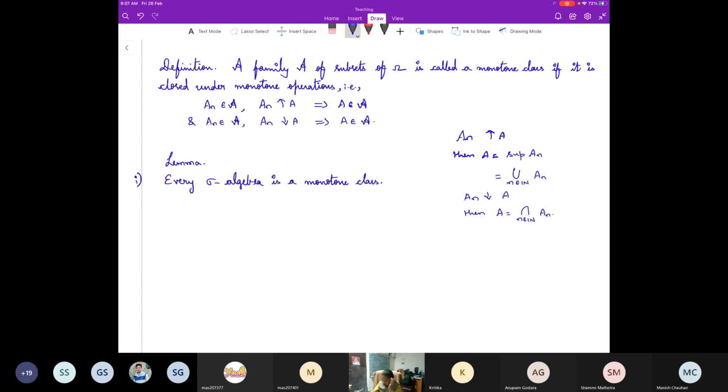And we know that if you have a sigma algebra and you choose a countable number of sets from it, then their union and intersection are again in the sigma algebra. Therefore, it is a monotone class. I'm not going to give a proof; it is you who is going to write a proof on your own, so I'm just giving it orally.